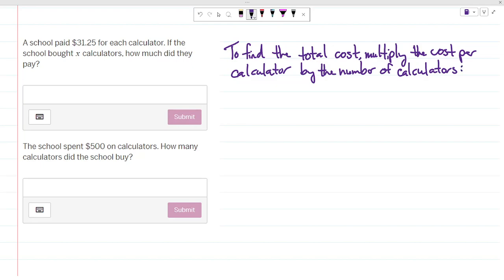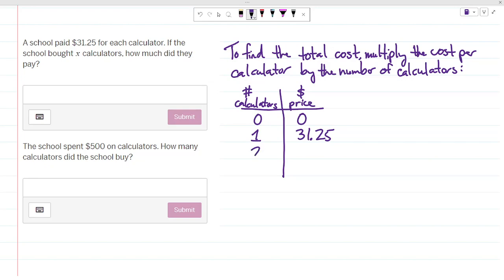You could even make a little table in your notebook like this to help you with the problem. So we would have the number of calculators and the price. So for instance, if we buy no calculators, that's not going to cost any money. If we buy one calculator, it's $31.25. If we buy two calculators, how much would that cost? Well, we would add the cost of another calculator, or we would multiply the cost of a calculator by 2. And that would be $62.50.